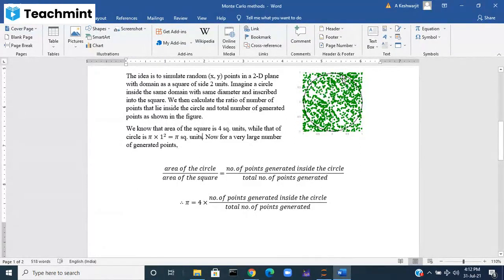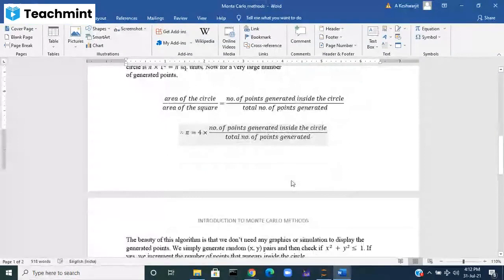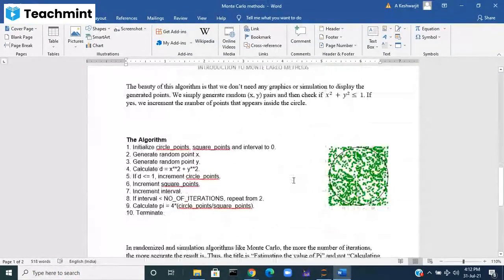So we collect the number of points that lie inside the circle, then we divide it by the total number of random points that were generated inside the square. This ratio should give you pi by 4. So when you multiply that ratio by 4, you get an estimate of the value of pi. There we go. And what is the beauty of this algorithm?